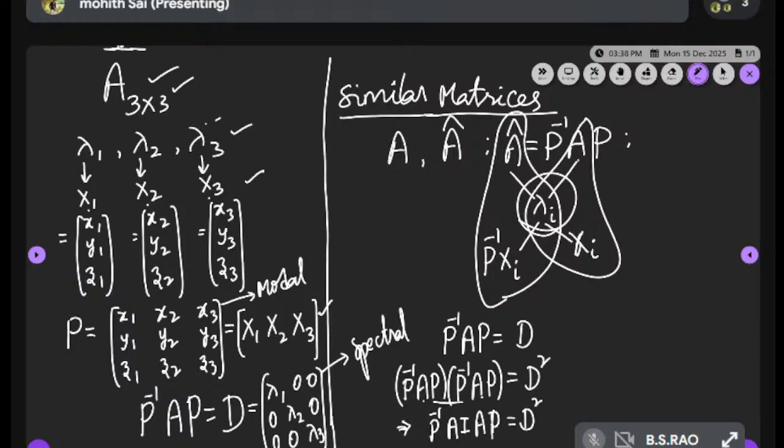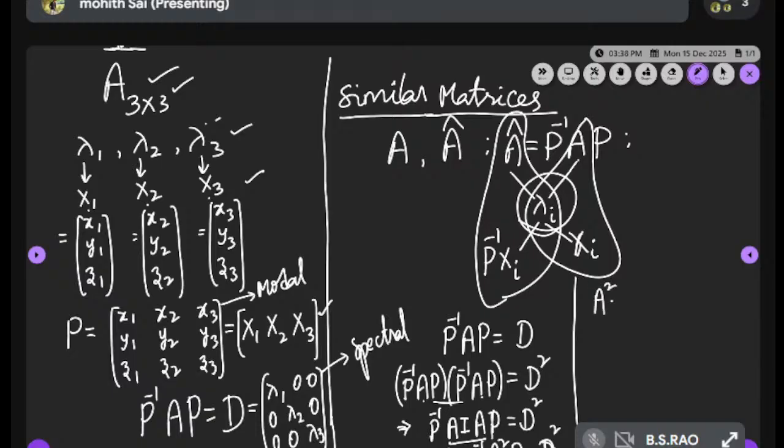Okay, combine these now. P inverse A square P equal to D square. Have you got it or not? Say yes or no. We have A square now.